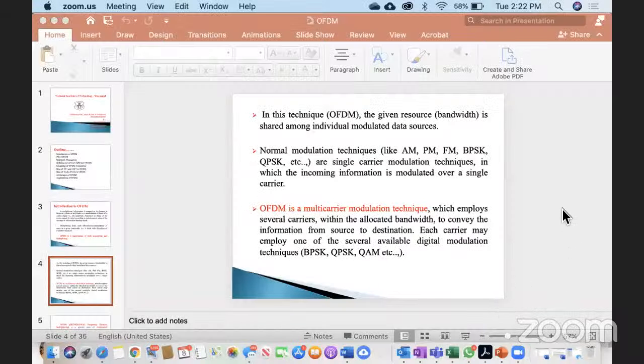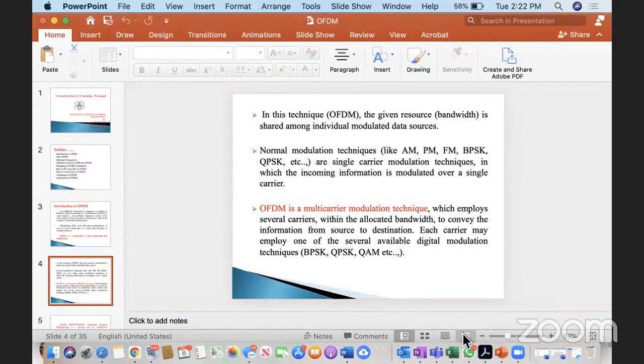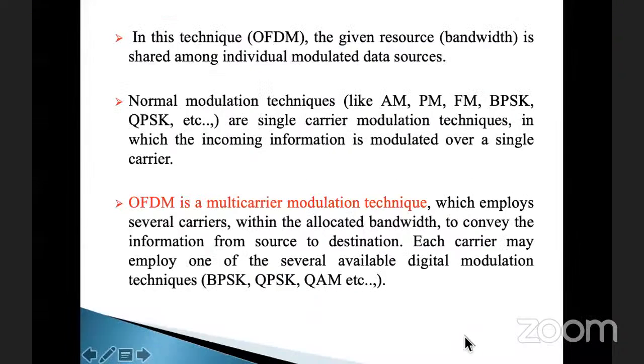Ma'am, your screen is not visible, ma'am. Oh, my screen is not visible because I shared my desktop screen. Now it is visible. Yes, ma'am. Okay. Is it visible? It is visible, ma'am. Okay.